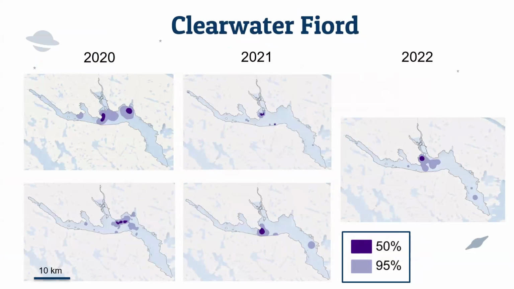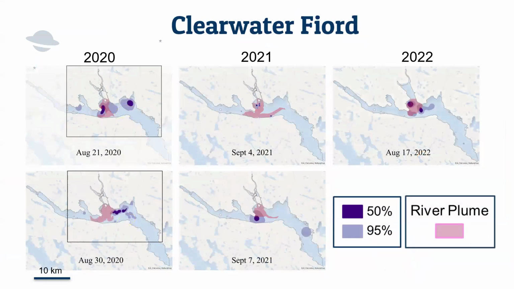So when we look at all the dates, the 5 dates that we had side by side, we can see that in almost all of these dates, the whales were really present, especially in that 50% core distribution in the central part of the fjord, and in 2020, also in a secondary bay to the east. So when we overlay the river plume, or the estuary plume, we can see that it changes from day to day, the shape and size and extent. But we can see that the dark purple, so our core distribution, is almost always within the estuary or next to it. So they're really staying around that freshwater plume.